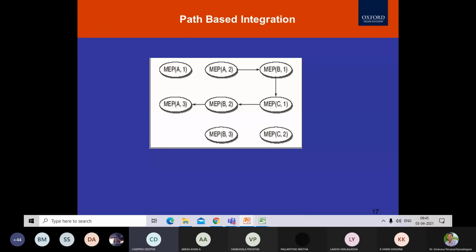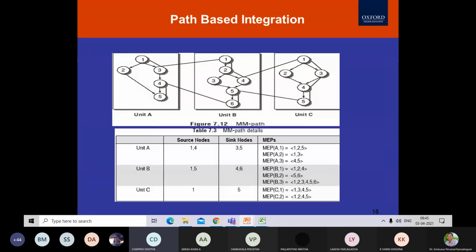Sir, in unit B, why can't we take 2 as a sync node, sir? 1 is connected even to 2 and 4. But which is the last node in that? 4, sir. But that 4 is the last sync node, right? Okay. That is the reason.